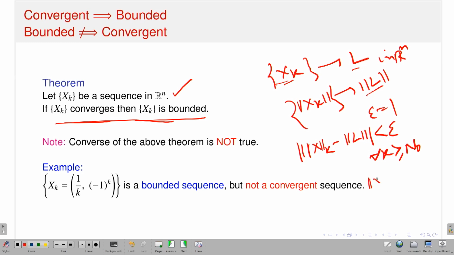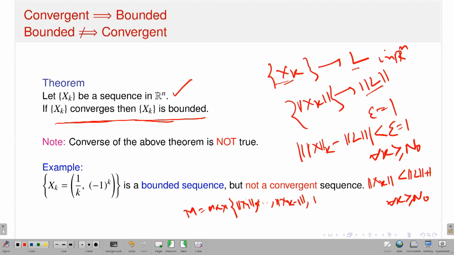So, I will have norm of xk less than norm of L plus 1 for all k greater or equal to n naught. Next, let m be the maximum of norm of x1, up to norm of x n naught minus 1, and norm of L plus 1. I think this should not be k, this should be n naught minus 1.